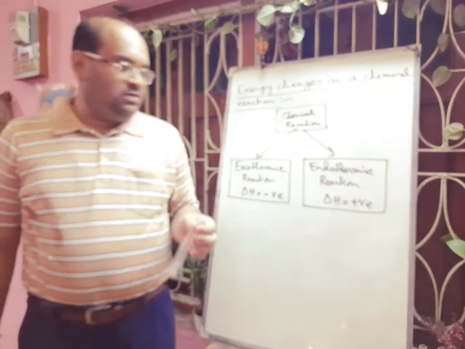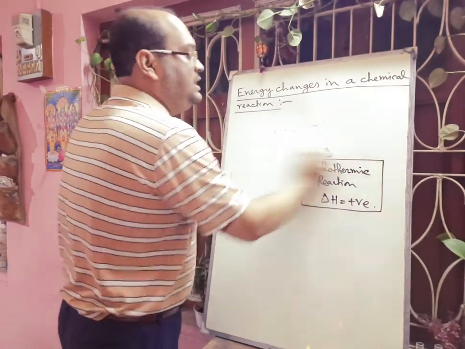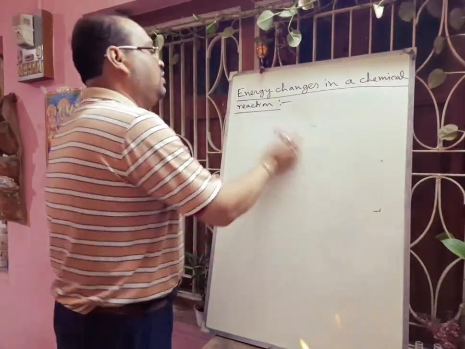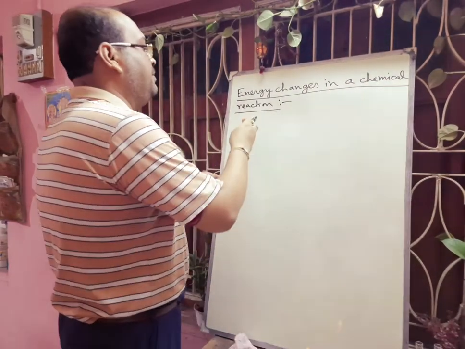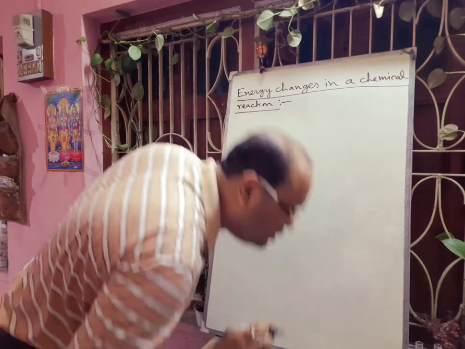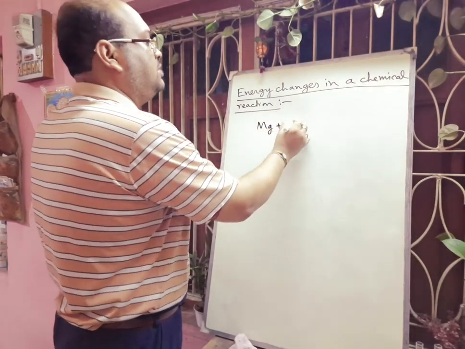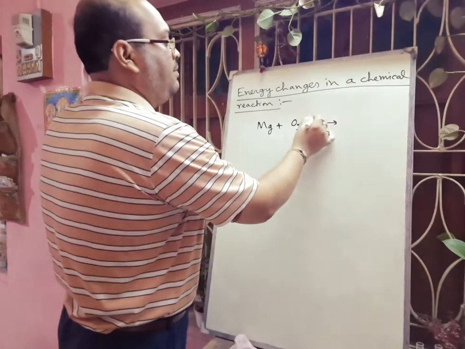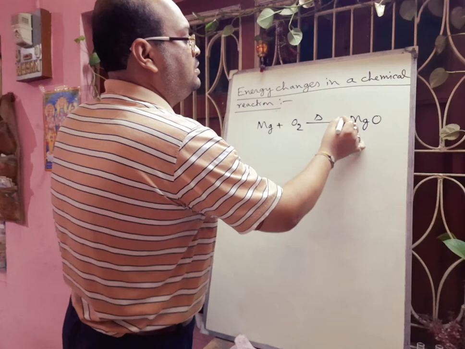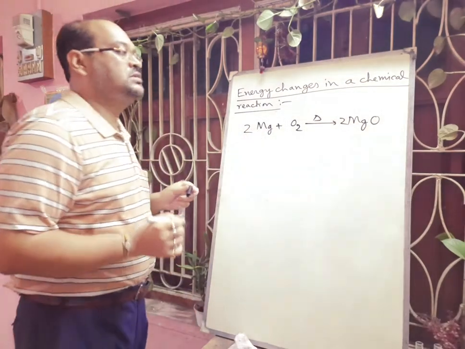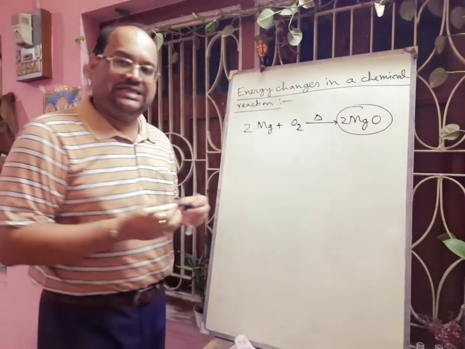Now, what is the reaction? Definitely this is an exothermic reaction where light and heat are produced. We are burning magnesium in presence of oxygen, applying heat, and there is formation of MgO. Now it is balanced. This MgO is basic in nature.